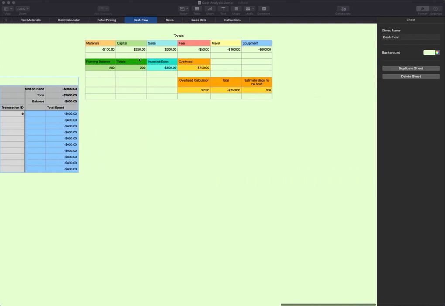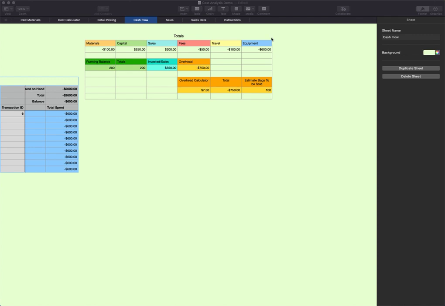So the first box we have here is materials. This is the amount that we have spent on materials this year. This does not include the amount of materials we estimated we had on hand at the beginning of the year. Capital is the amount of money, again, that's solely in and out of the business this year. Sales is the amount of money you took in from selling your product. And then fees, travel, and equipment is all the money that went out of the business this year for things other than materials.